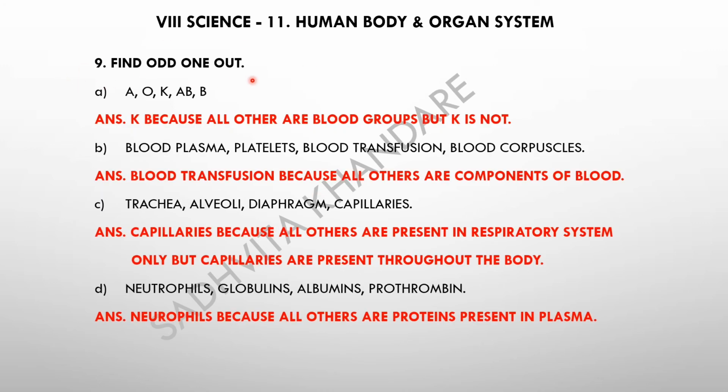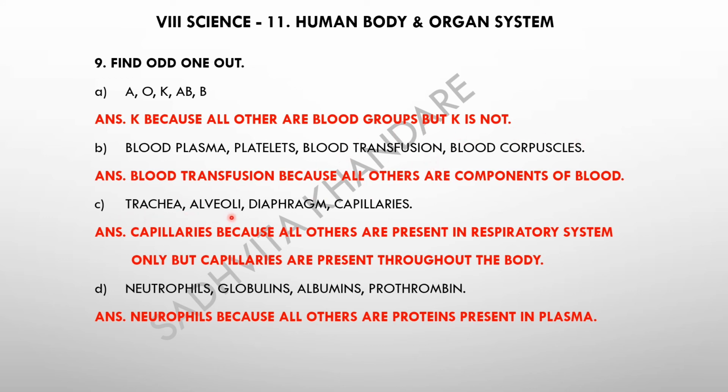Question 9. Find the odd one out. A, O, K, AB, B: K, because all others are blood groups, but K is not. Second one, blood plasma, platelets, blood transfusion, blood corpuscles: blood transfusion, because all others are components of blood. Blood transfusion is not a component of blood.